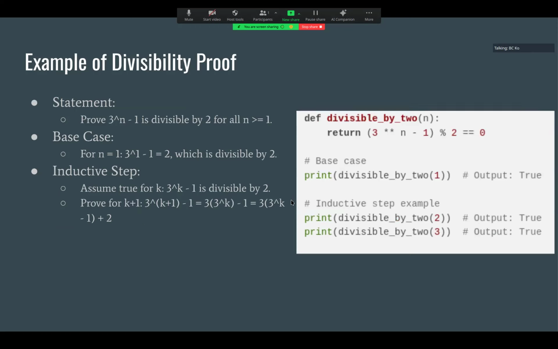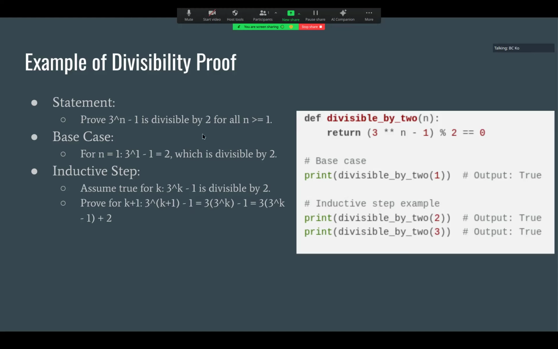Example of divisibility proof. So let's try to prove a divisibility property using induction. So let's first look at the statement. We aim to show that 3 to the nth power minus 1 is divisible by 2 for all n greater than or equal to 1.